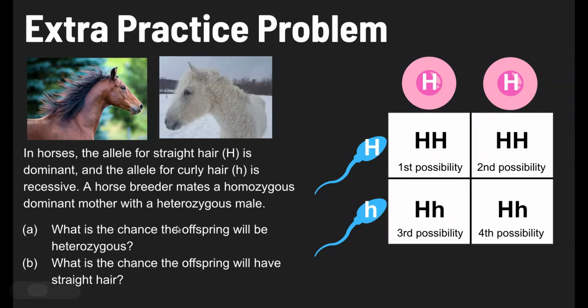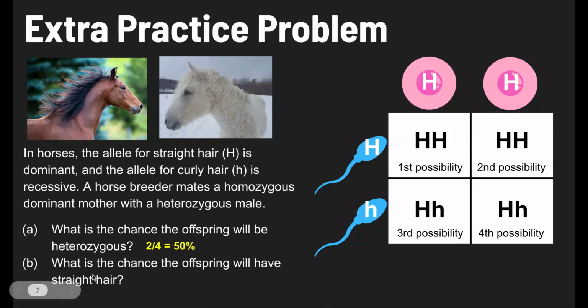So now looking at that, what is the chance the offspring will be heterozygous? Well, to be heterozygous, you have to have one big letter, one little letter. So one of the dominant alleles, one of the recessive alleles. Two of these boxes have a heterozygous genotype. So 2 out of the 4 would be equal to 50%. Remember, each box is worth 25%, so 25% plus 25% makes 50%.